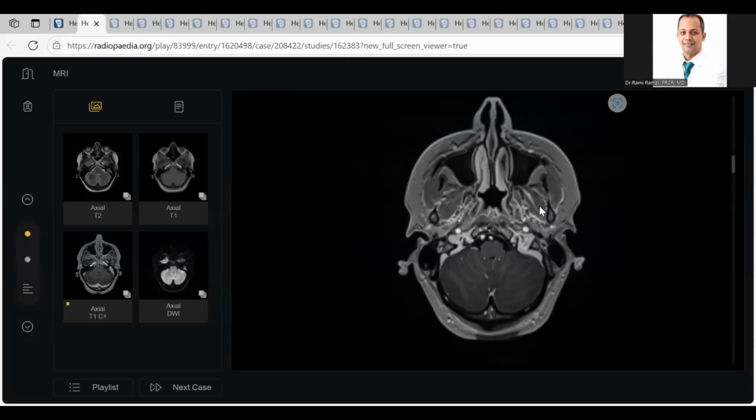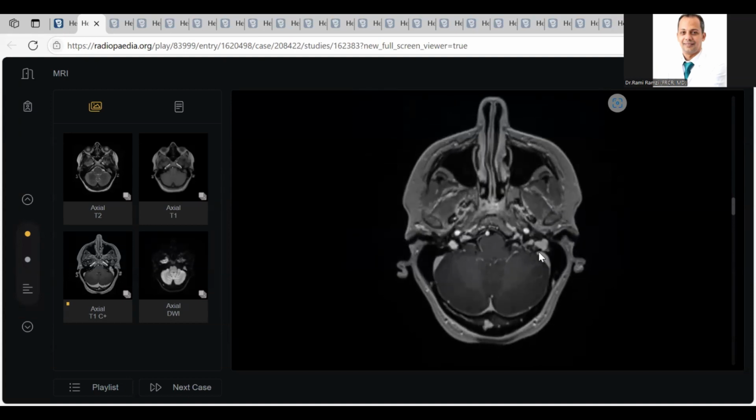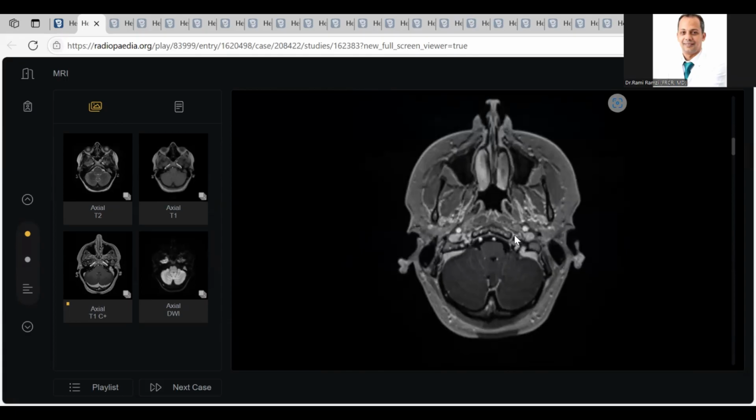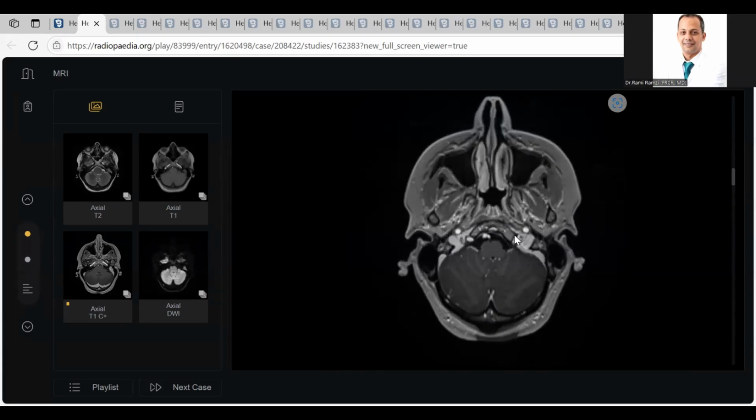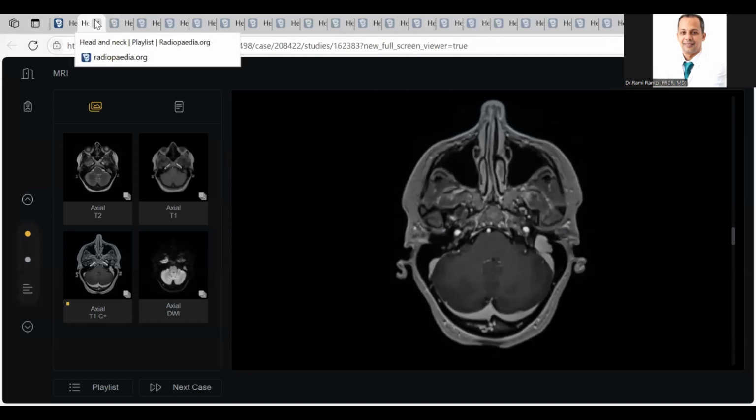Not possible. You can see a very clear separation. This is the sigmoid sinus, and the jugular here is totally separated. So don't include it in the logical differential diagnosis. This case is a classic case of left-sided facial nerve schwannoma. The facial nerve has 6 or 5 parts. The most common part that schwannoma originates from is the geniculate ganglion. Very nice, doctor. You did very, very well in this case.